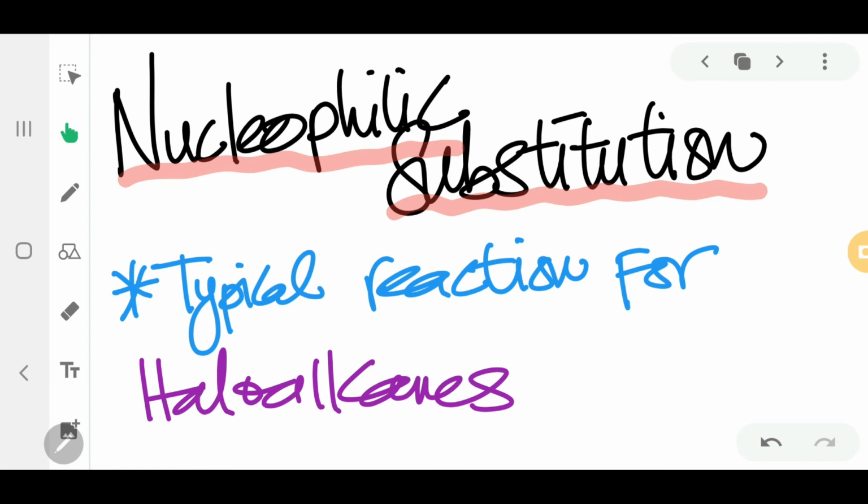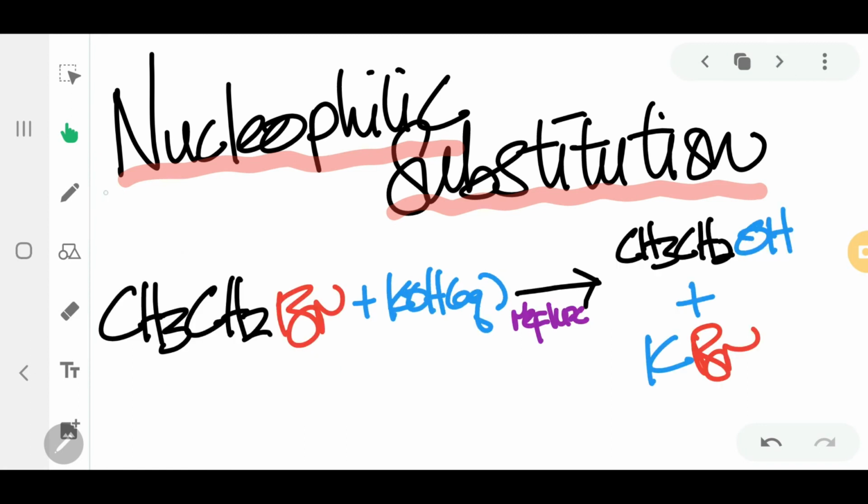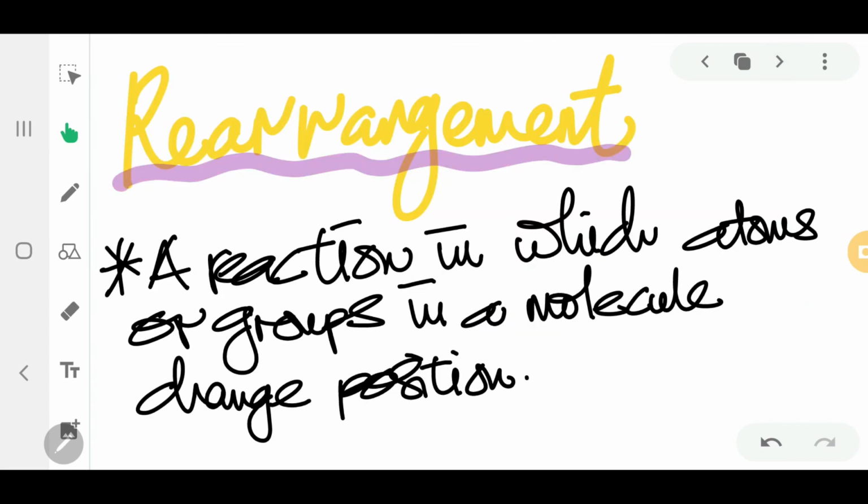Nucleophilic substitution is a typical reaction for haloalkanes. The example for nucleophilic substitution is when you have your haloalkane, CH3CH2Br, reacting with a strong base, and you substitute Br with OH. This is nucleophilic substitution. The last one we're going to look at in this video is rearrangement.